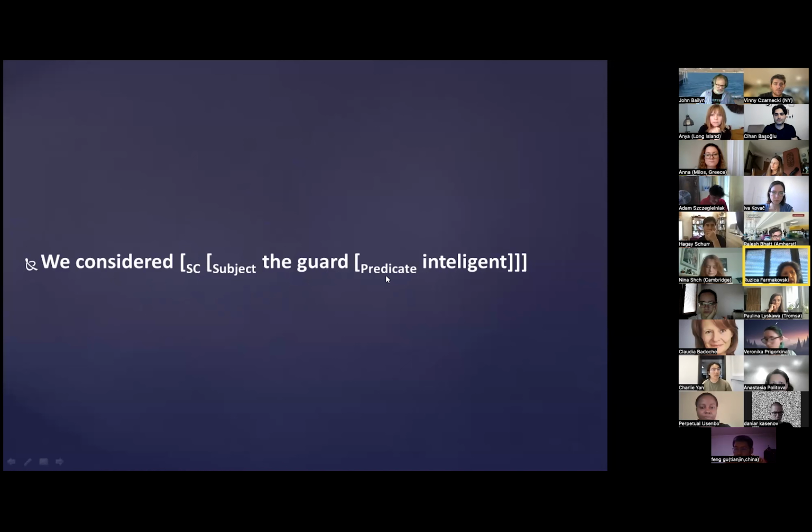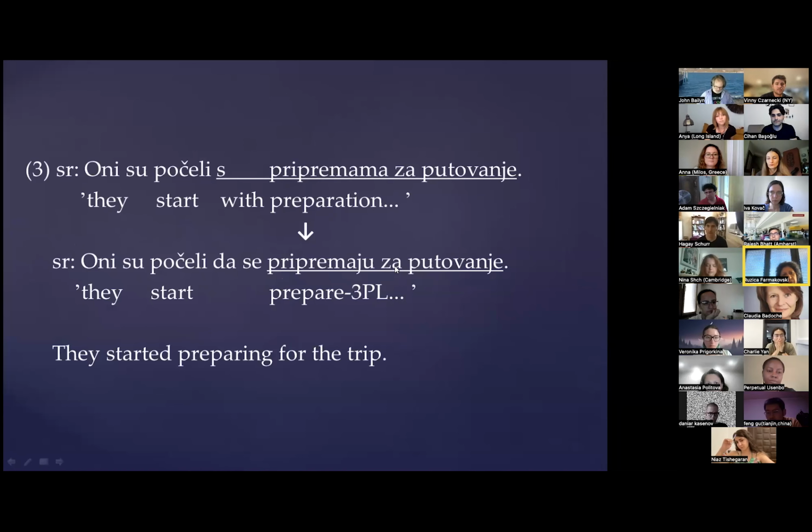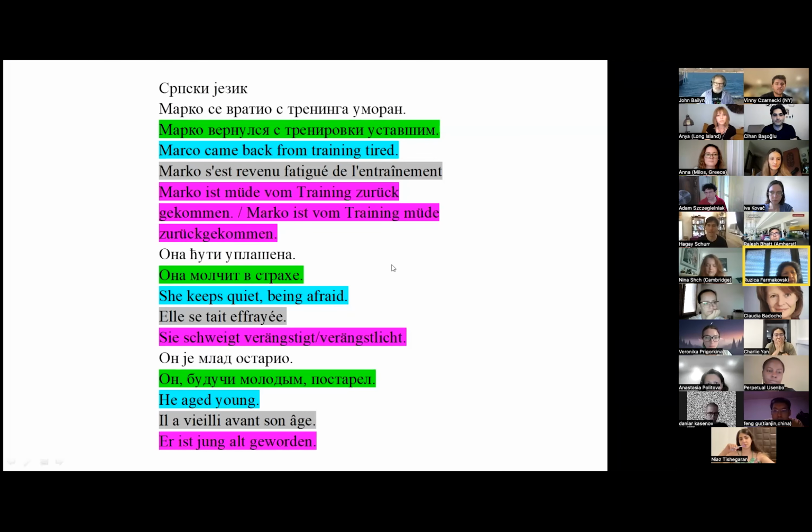In languages where agreement is more visible, such as Serbian, we can see that there is an agreement between these 2 parts, as well as between the subject and the predicate in regular sentences. Here is a Serbian example: we consider guard, singular masculine, intelligent, singular masculine. I'll skip one part and maybe come back later if I have time.